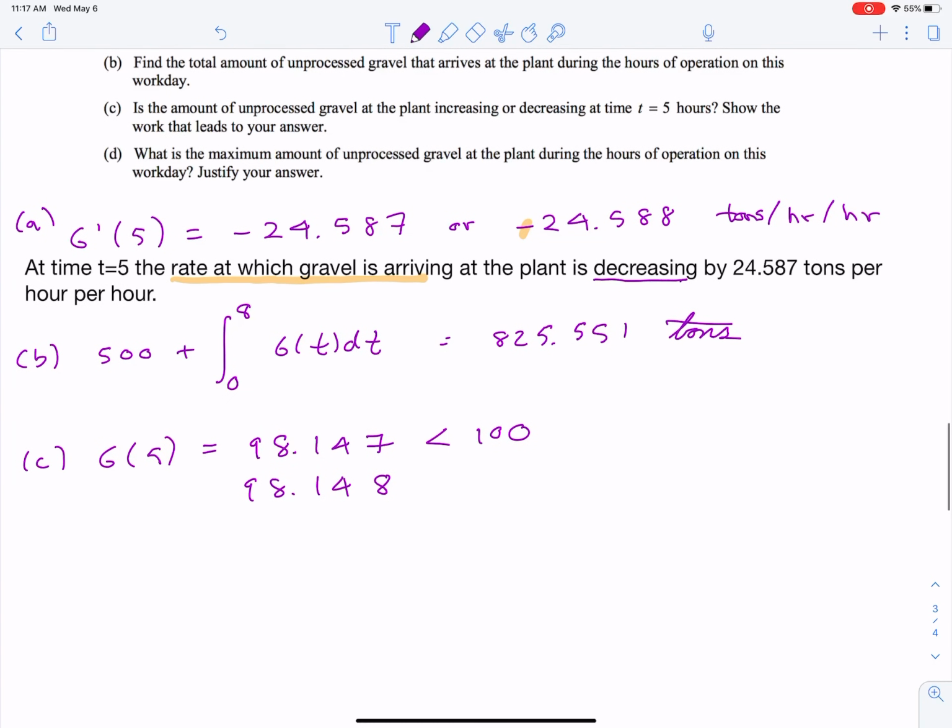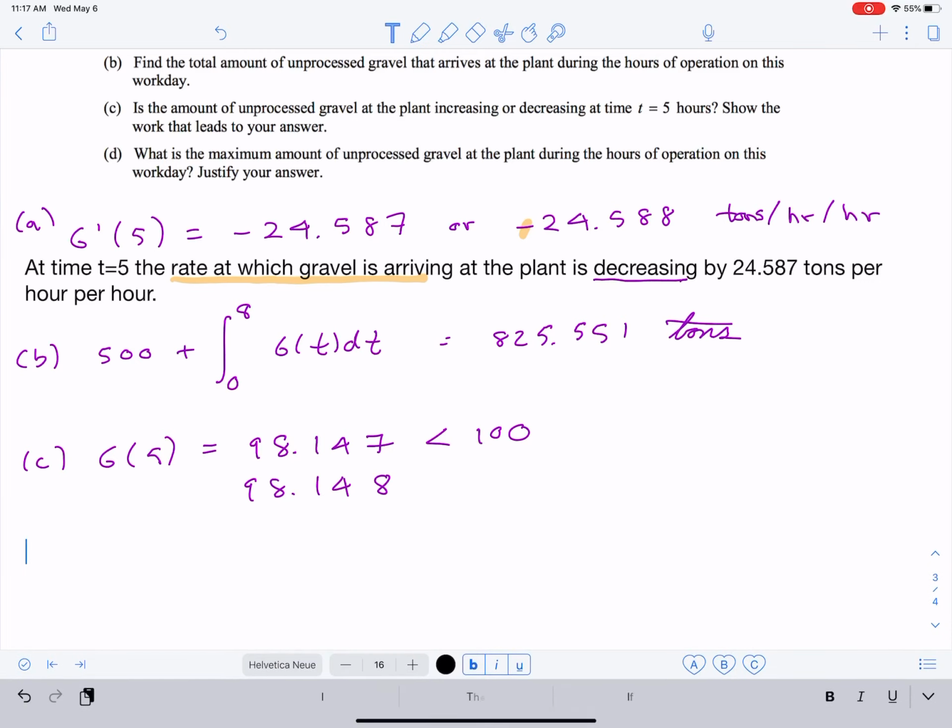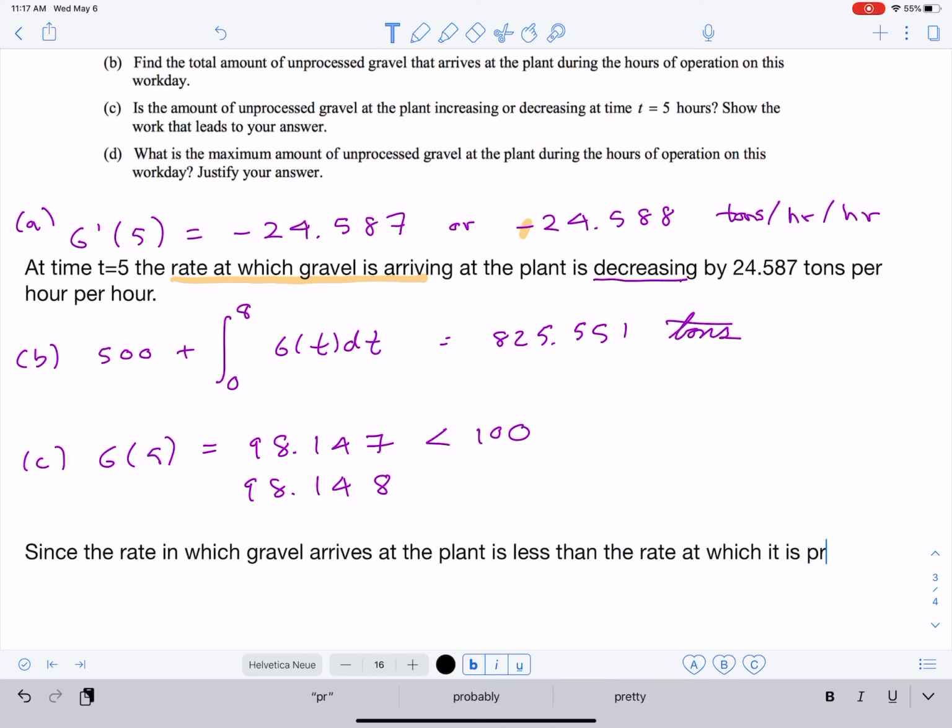I know that's a little awkward, but hopefully the way I say this is a little more solid. Since the rate at which gravel arrives at the plant is less than the rate at which it is processed, then the amount of gravel must be decreasing.